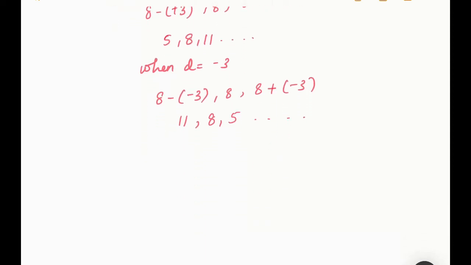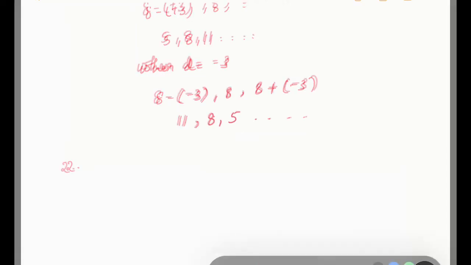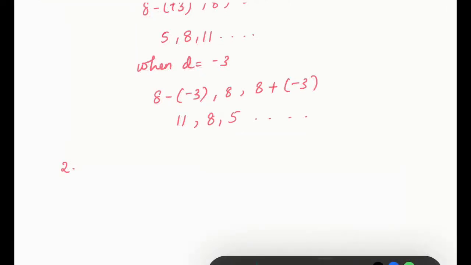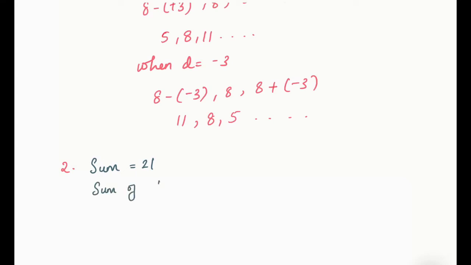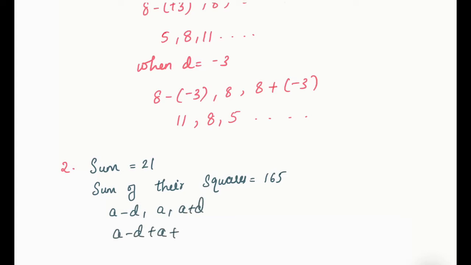Now let me do the second question. What is the second sub question given? The second question is: the sum of 3 consecutive terms of an AP is 21, and the sum of their squares is 165. Find the 3 terms. So I can take the AP as a minus d, a and a plus d. Their sum, a minus d plus a plus a plus d, equals 21.